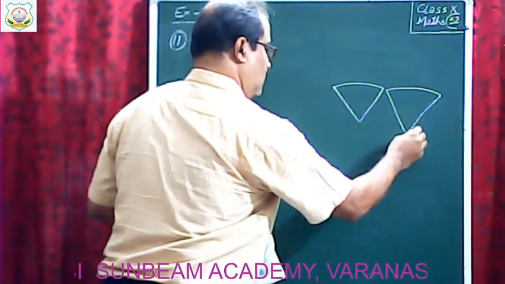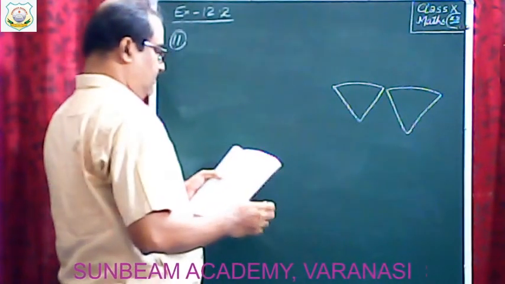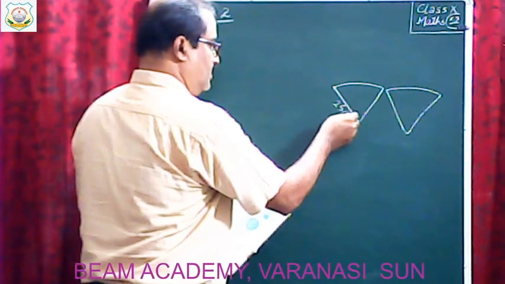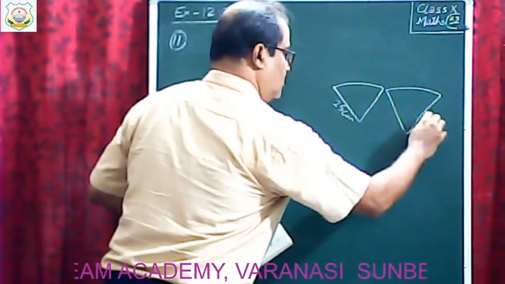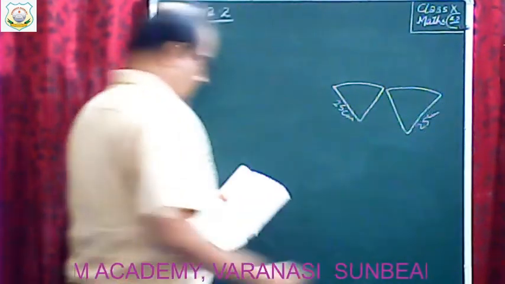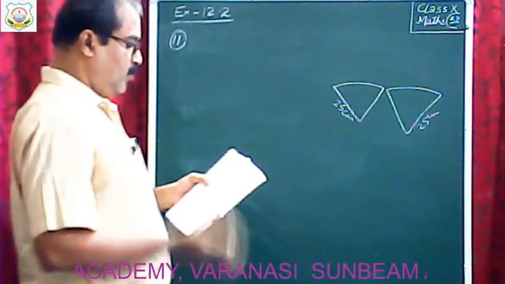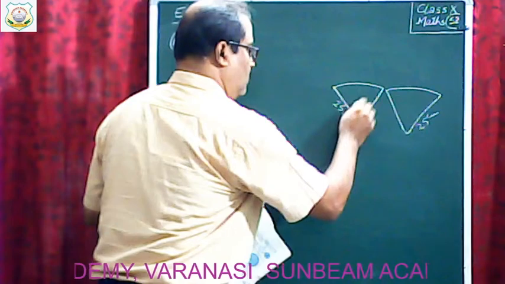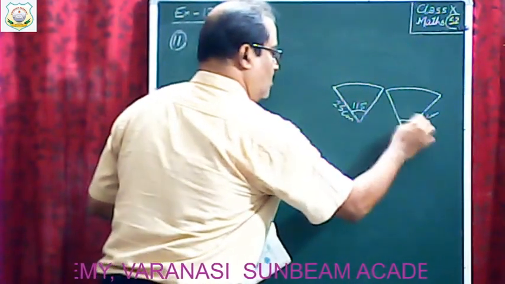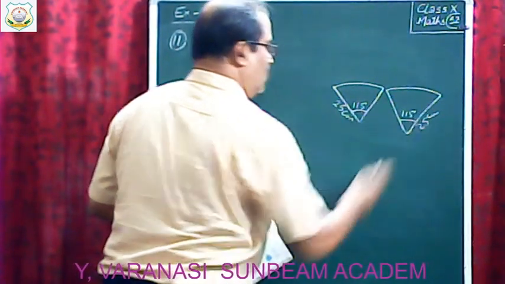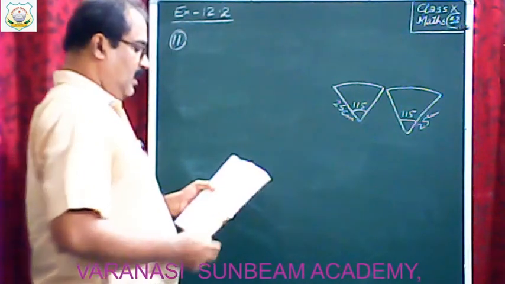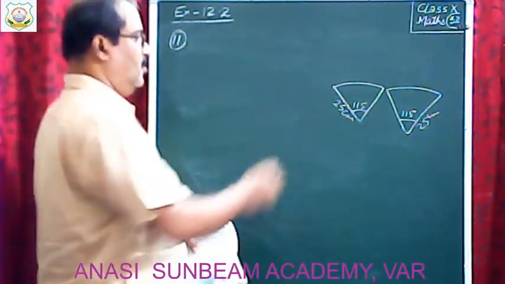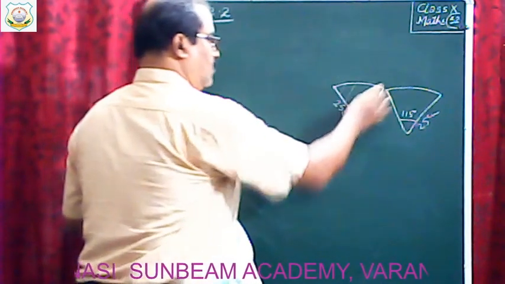Length of blade 25, figure is not given, 25 centimeter, 25 centimeter, and sweeping through an angle of 115 degree. This angle is given, 115 degree. You have to find out the area swept by the blades. This area you have to find out.